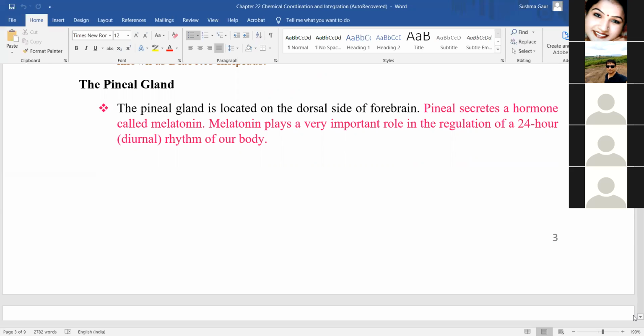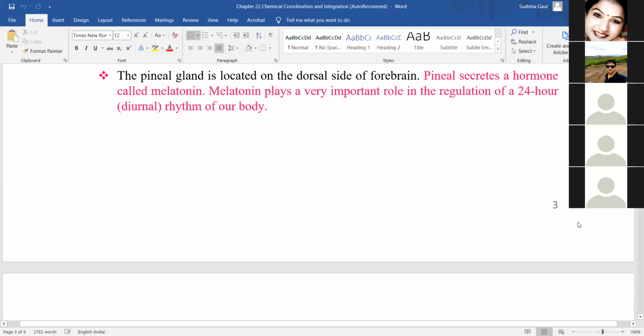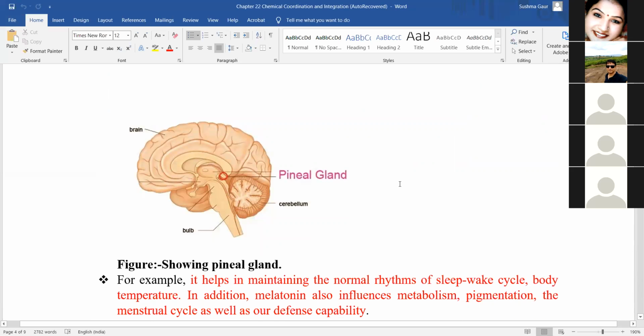Now the pineal gland. Where is this pineal gland located? It is located on the dorsal side of the forebrain. So this is the pineal gland. This is the cerebellum. This is the forebrain portion. This is the midbrain and this is the hindbrain. So on the dorsal side of the forebrain this pineal gland is situated.